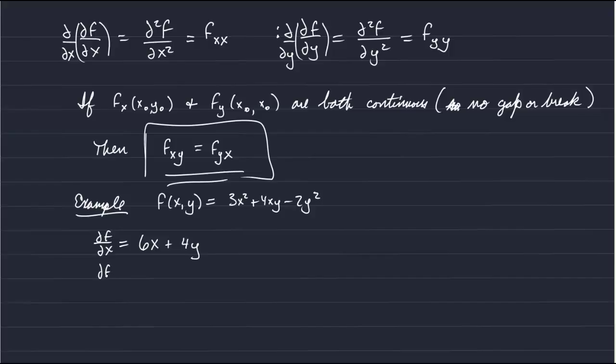The partial with respect to y is taken by treating x as a constant. We're evaluating this at a constant value of x, and we're taking the derivative with respect to y. So the first term is 0 in this case. The second term is 4x, and then the last term is minus 4y. So in the first case, we held y constant, and in the second case, we held x constant.